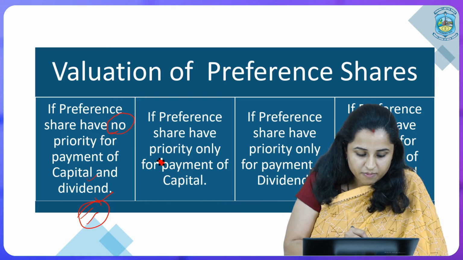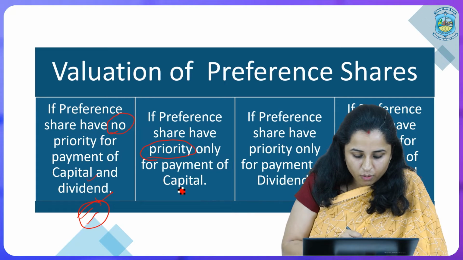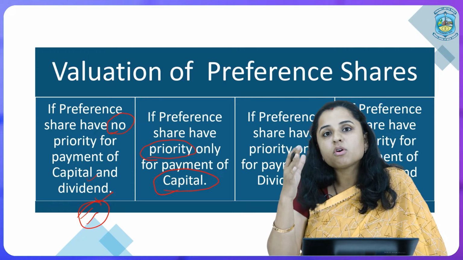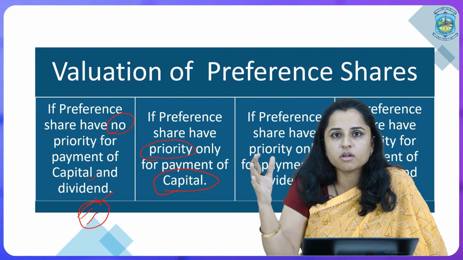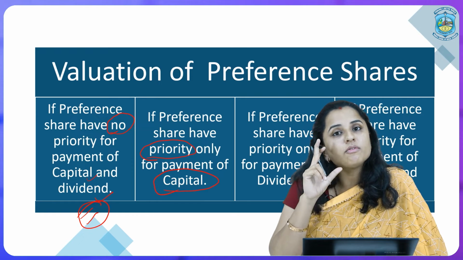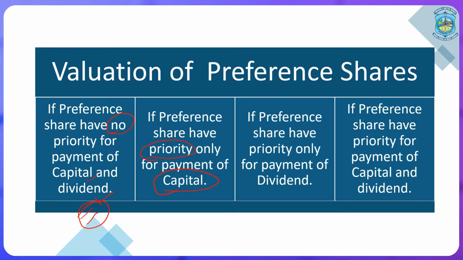The next situation is where preference shares have priority only for the repayment of capital. So the priority is only for the amount of capital which has to be paid to the preference shareholder. There is no priority for payment of dividend. The next situation is when you have priority only for the payment of dividend. So when the amount has to be paid out of net assets, the amount of dividend on preference share shall be paid first, and then you are going to pay the remaining amount to equity as well as preference shareholders.